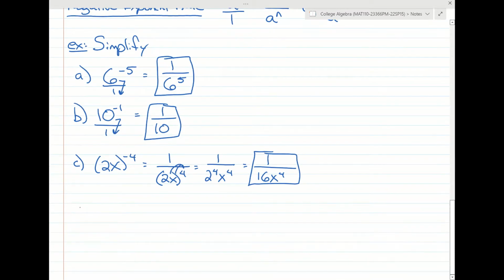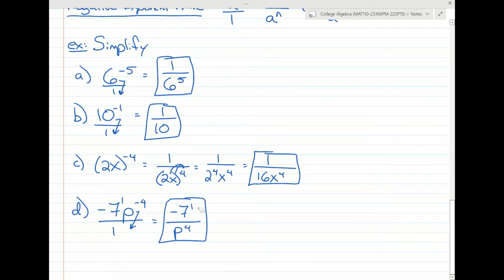We'll do one more of these. What if we had -7 times p to the negative 4th? Anyone know how to simplify this? Something goes to the bottom. Just the p. The -7 is really -7 to the 1st power. We just want to move whatever variables have a negative exponent. So the -7 would just stay where it is. The p to the negative 4th would go to the bottom. So that would be the answer. You don't even have to write the 1st power over here.